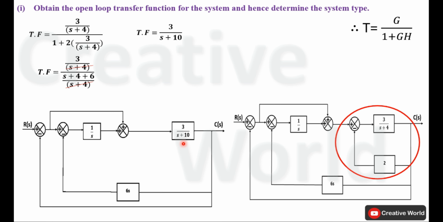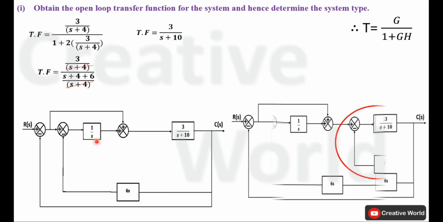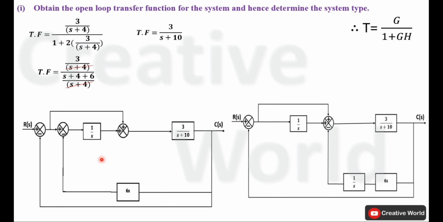Now we will move further. For further simplification of this block diagram, we have to shift this summing point after this gain 1 over s. So we will again use the linear control system summing block shifting property to shift this summing block after this gain 1 over s. In order to do that, this 1 over s will multiply with this gain 6s as shown in this figure. And this summing block is shifted after this integrator.